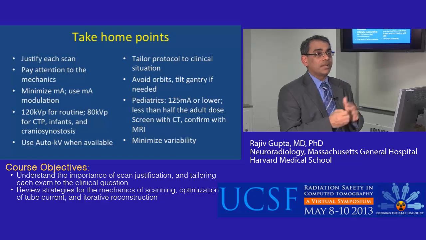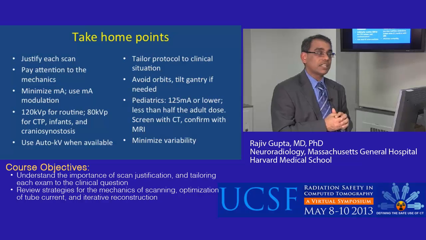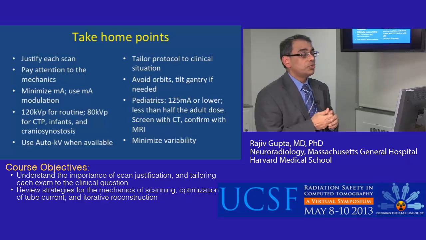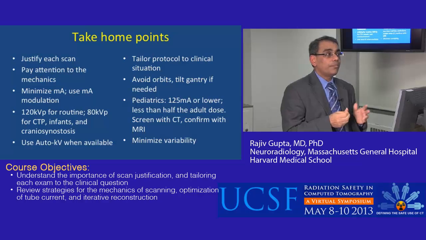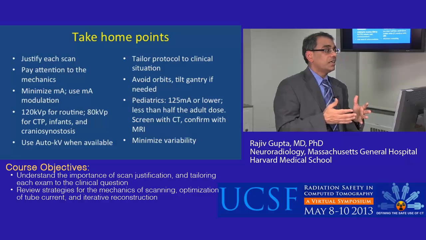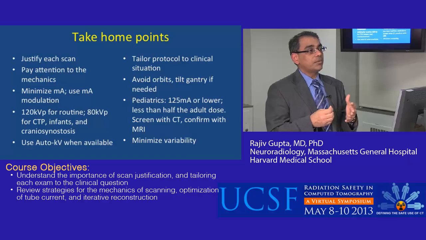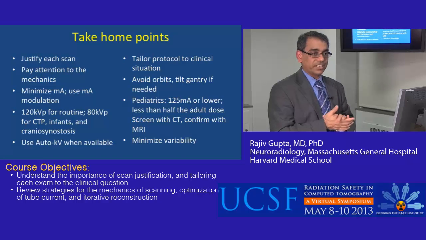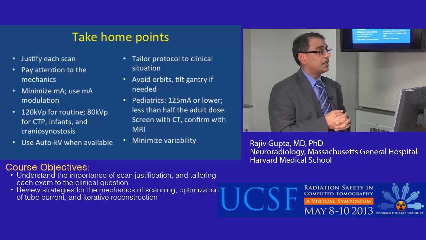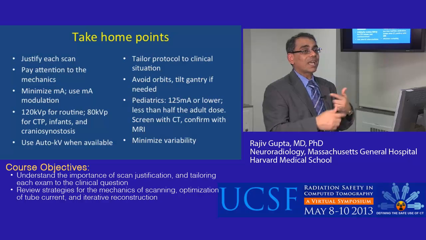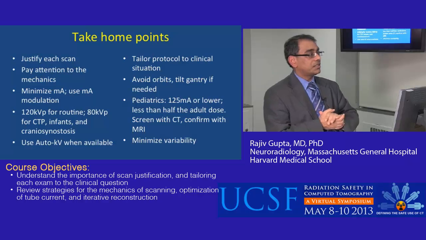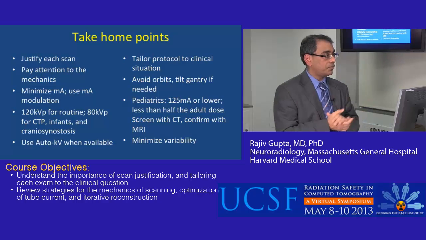Minimize the milliamps, the tube current, as much as possible, and use tube current modulation, because tube current modulation will make your scan somewhat resistant to changes in the attenuation both in the radial as well as axial direction, especially when you are doing head and neck scan together. Also, the thickness of the calvarium changes, and tube current modulation will help you with that.